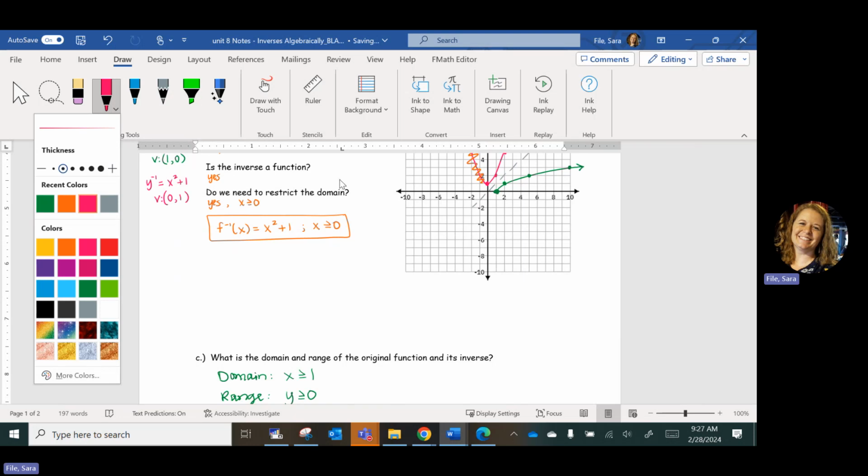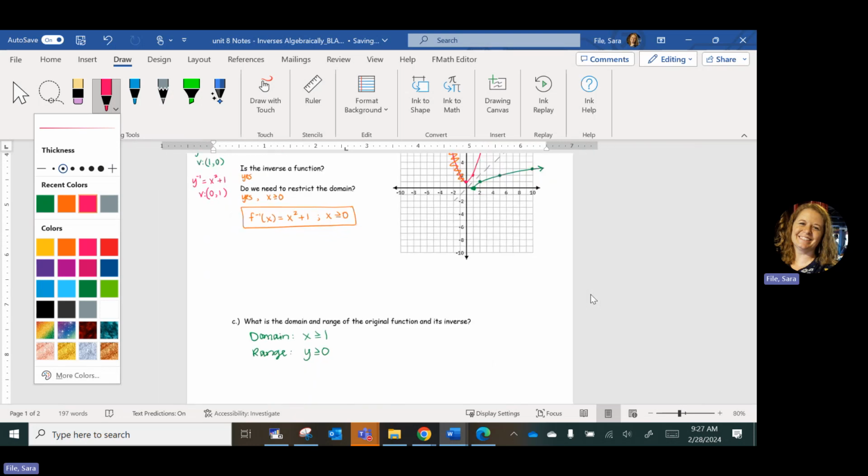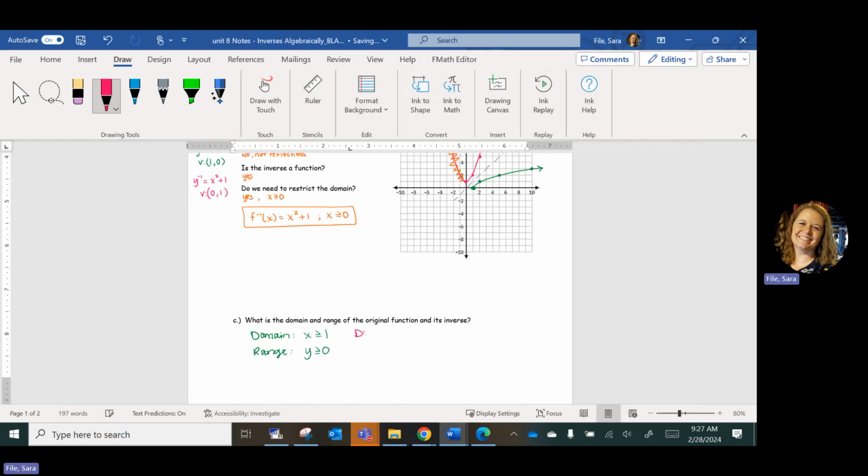Now, if you look at the new function, we just said the domain is restricted to x is greater than or equal to 0. And notice that was the range. So what was the range became the domain. And what was the domain, that becomes the range. And you can confirm that graphically. The lowest that goes is the y value of 1. So that's in the inverse function. That's in the original function.